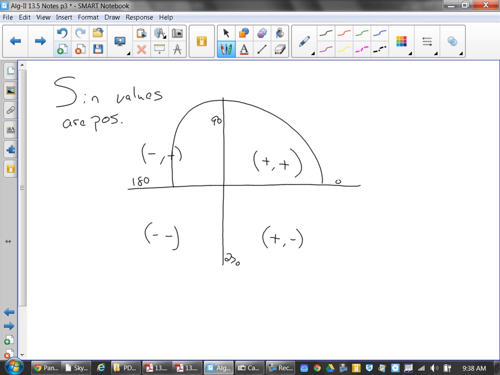Type in your calculator sine of 60. Is it positive or negative? Now type in the sine of 120. It's the same thing, isn't it? Why?